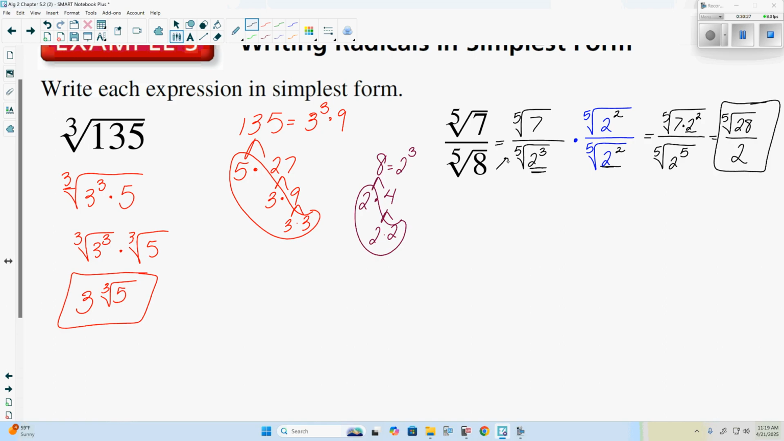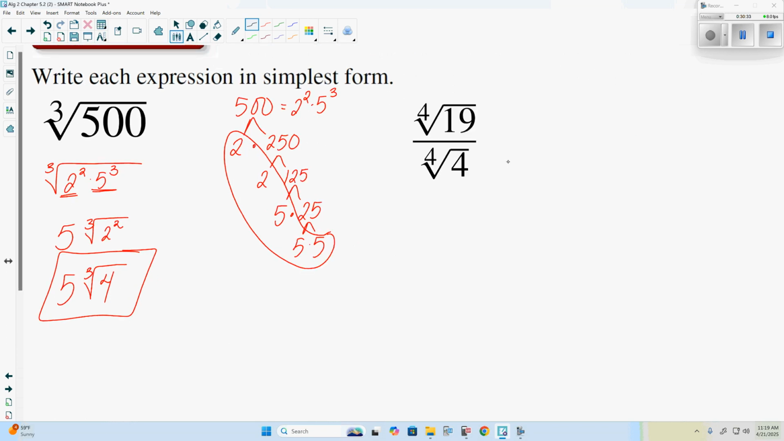Questions on this here? Okay. The other one we're going to look at is this here, the fourth root of 19 over the fourth root of 4.